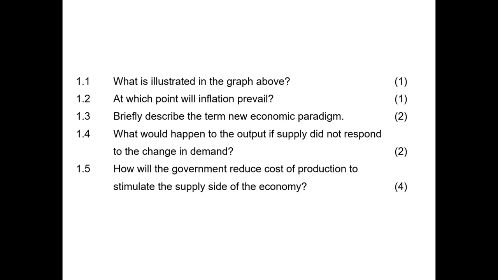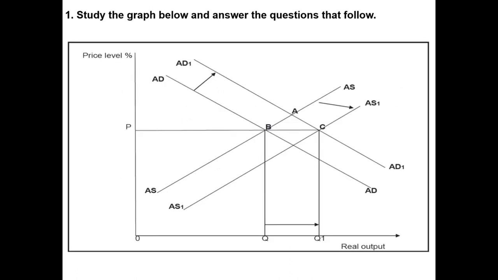What would happen to the output if supply did not respond to the change in demand? So I'm just going to put up the graph on the screen. The question asks us, if the AS1 curve, the supply curve, did not respond to the increased demand, what would happen to the real output over here? So if this AS1 curve is not here, what would happen to the output?